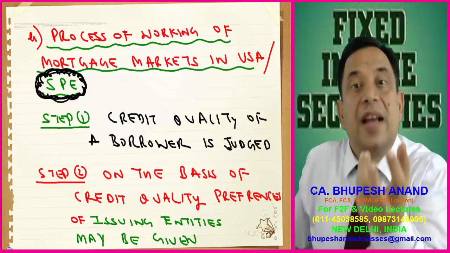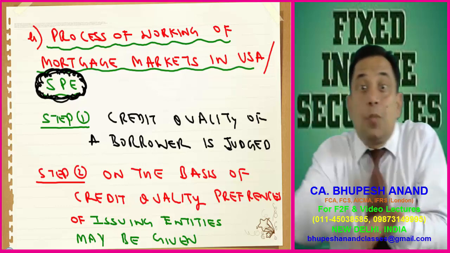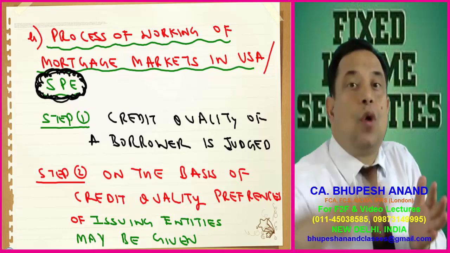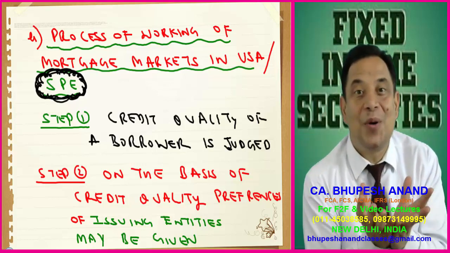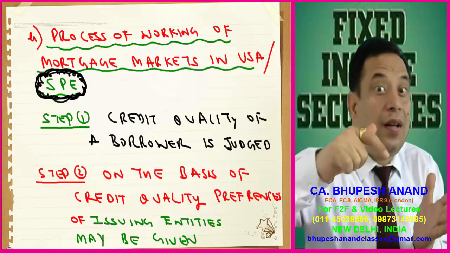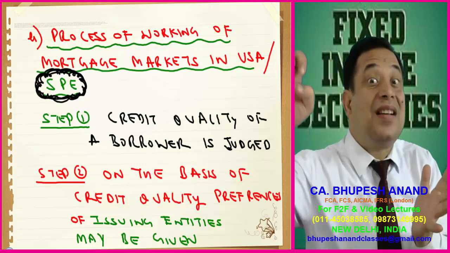Supposing Mr. X wants to borrow something, or an institution wants to borrow something, the first point in the USA is that they check the credit quality of that borrower, whether the quality is good or poor. Because if it is good, then he can borrow from an agency. There are three types of agencies in the USA.